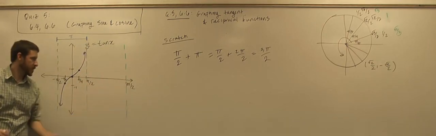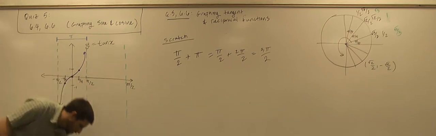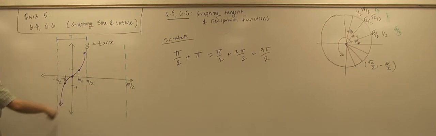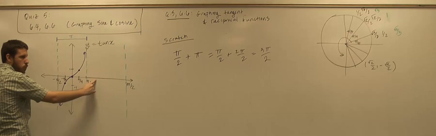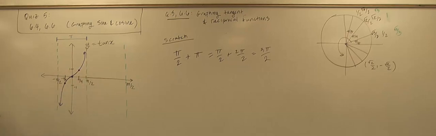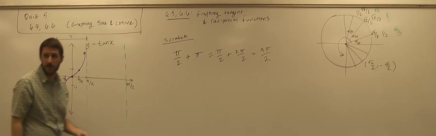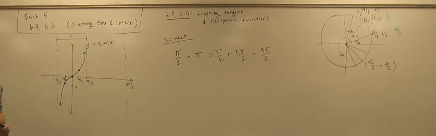What do you think these tick marks are going to be and why? The same as the other period? So am I going to label this pi over 4 again? No. What's going to happen? It's going to be 3 pi over 4. Why? Added a pi? You add pi again. You just add pi to everything.